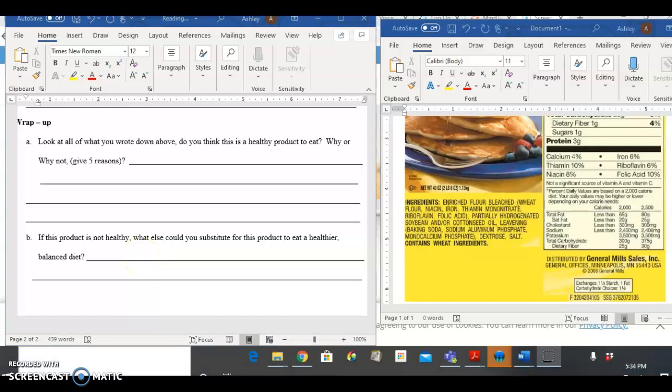All right, so when you're done, you're going to upload this to the assignment on Edsby along with your picture of your product so I can see that. Or you can also upload the picture of your handwritten worksheet if you did that. And let me know if you have any questions. Hopefully you learned something about how to look at a food label and determine if the product is healthy for you to eat or not.